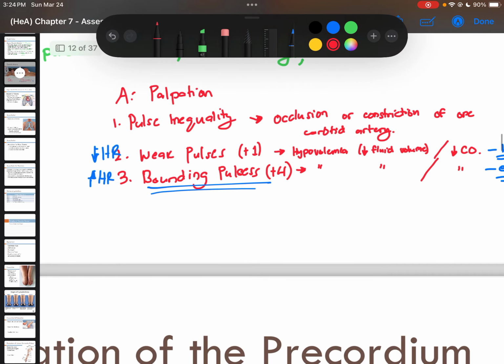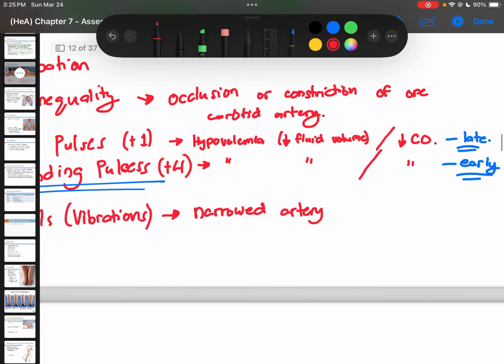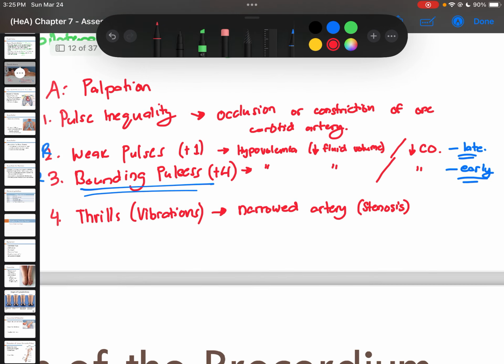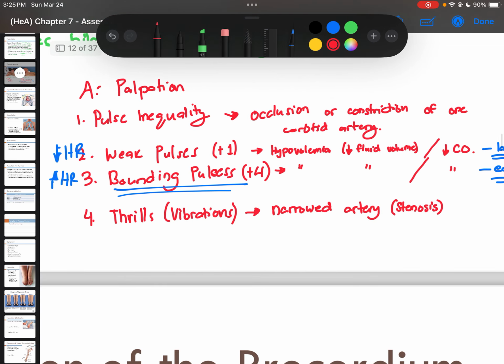Okay? Next is number 4, class, our thrills. Thrills, as I've said, class, these are vibrations during palpation. Okay? This is observed, class. This is due to a narrowed artery. Also known, class, when we say there is a narrowing of a blood vessel, we call that stenosis. Okay? When there is a narrowing of the blood vessel, we call that stenosis.